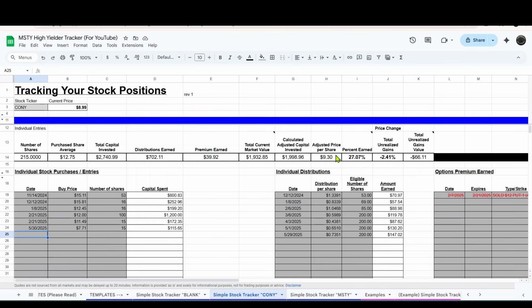So let's just go ahead and enter in the date of 7/24/2025. It was a purchase price of $9 even, and I purchased 10 shares. So that takes me to 225 shares. That dropped my share average down to $12.58, and my adjusted price per share here is now $9.23. So I brought them both down, and I consider that a win.